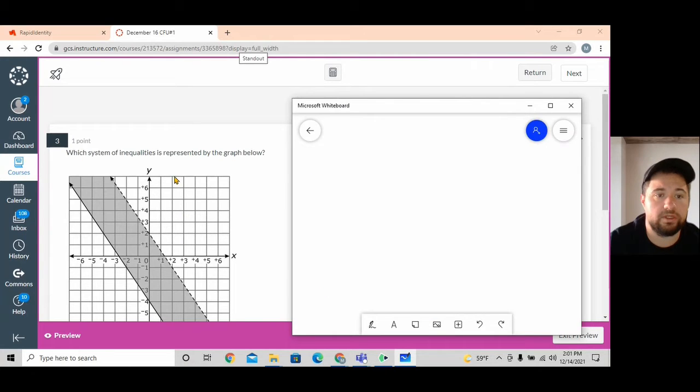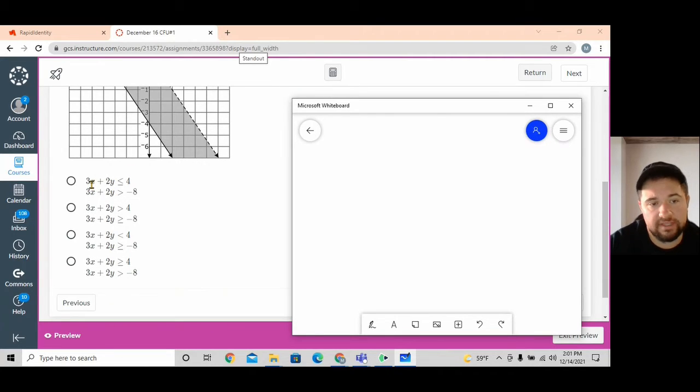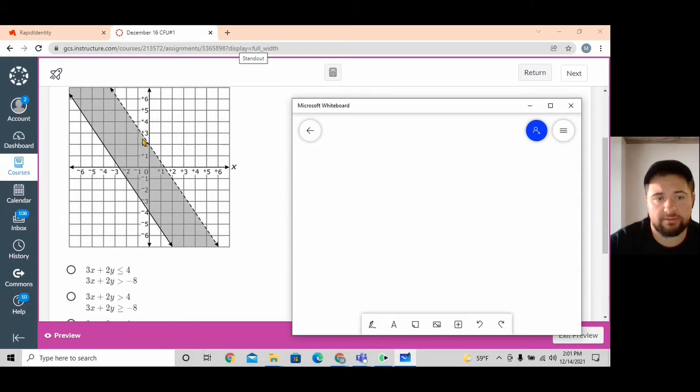All right, problem number 3. Which system of inequalities is represented by the graph below? I look at all of these. None of these are written in slope-intercept form. They're all written in standard form, which means I'm going to have to convert them. But I'm going to start with my dashed line right here.